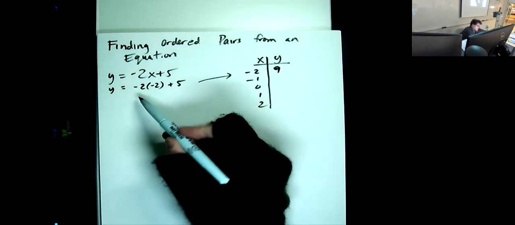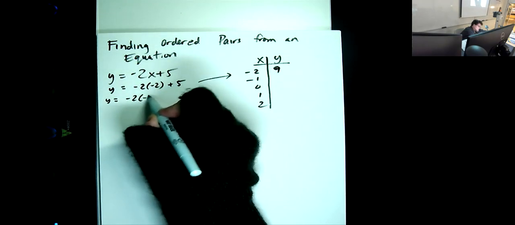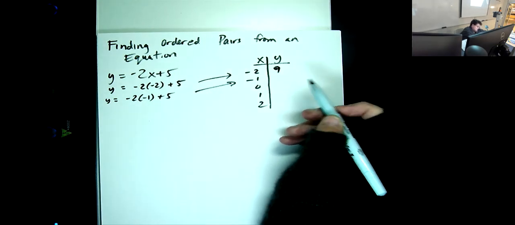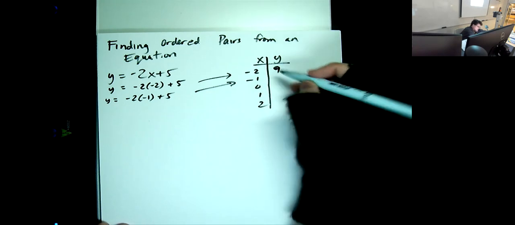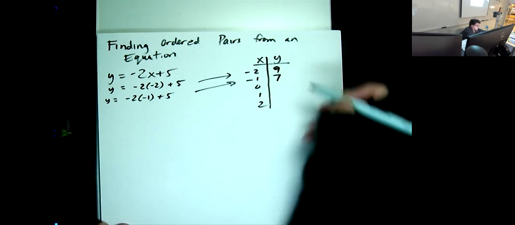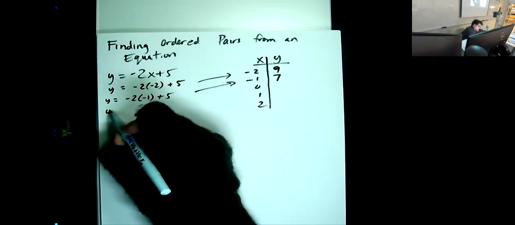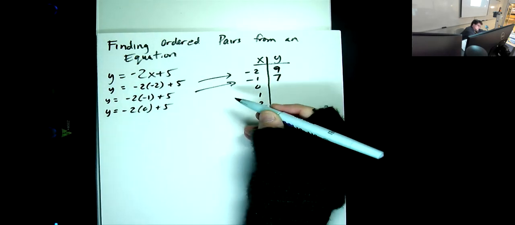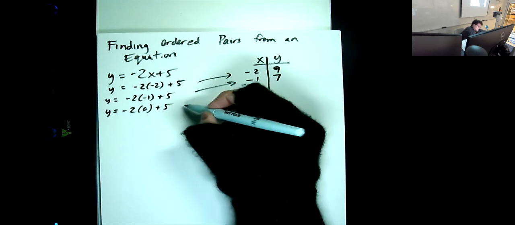And I could do the same with y equals -2 times -1, and then plus 5, so I'm going to do the -1 line. -2 times -1 is 2, and then plus 5 is 7. And if I do x equals 0, I got -2 times 0 is 0, plus 5 is 5.